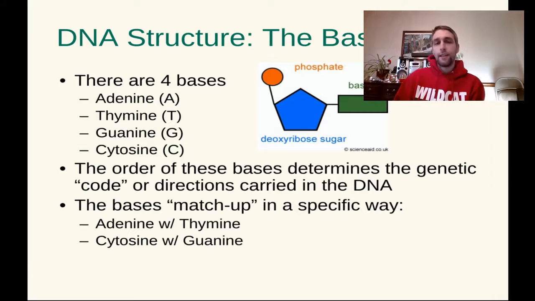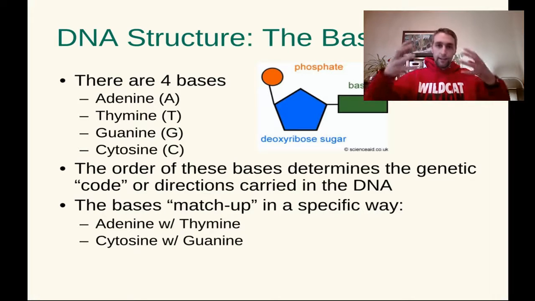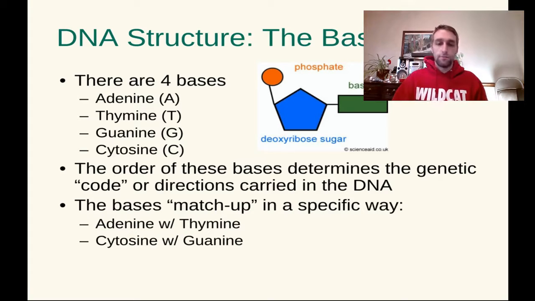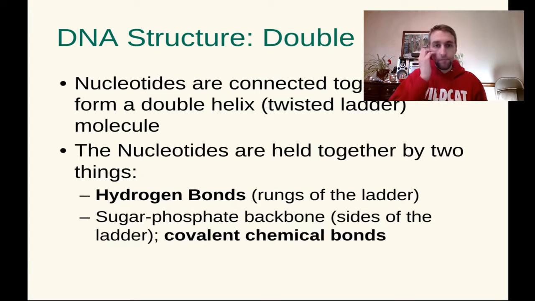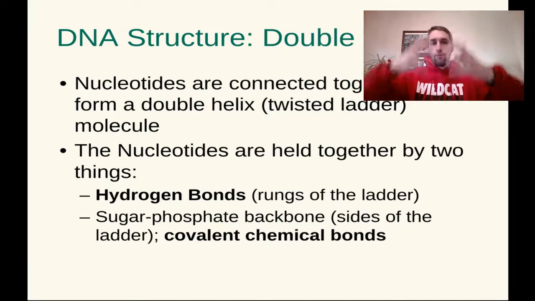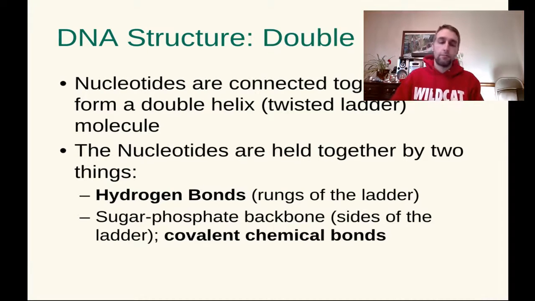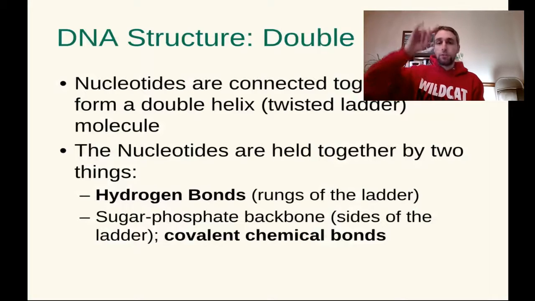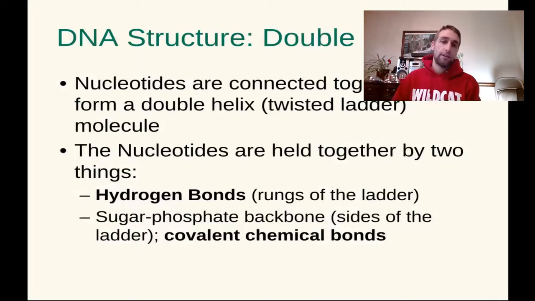And then they line up in a specific way because DNA is double stranded. A is always across from T, G is always across from C. So what actually holds those two halves of a DNA molecule together? We'll see some pictures here in a second. There's a little sneak peek. But you've got two strings of nucleotides or two strands. They twist together to make this double helix or a twisted ladder kind of shape.